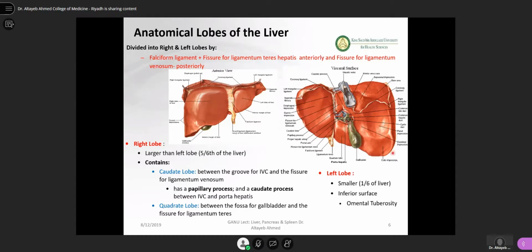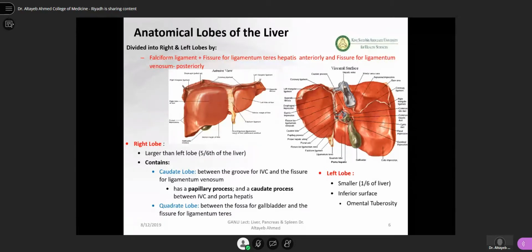The right lobe, as you can see in this picture, is very large comparatively to the left lobe. It almost represents about 5/6 of the liver size. It is characterized by having 2 extra small lobes. We have here a quadrate lobe, and because it looks like a square, it is bounded to the right by the gallbladder and to the left by ligamentum teres hepatis, and posteriorly by the porta hepatis.